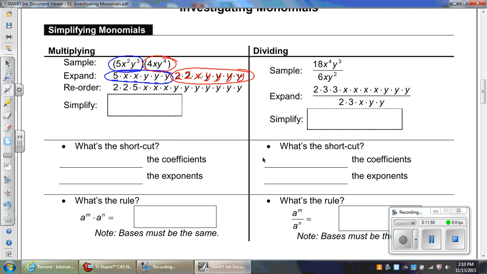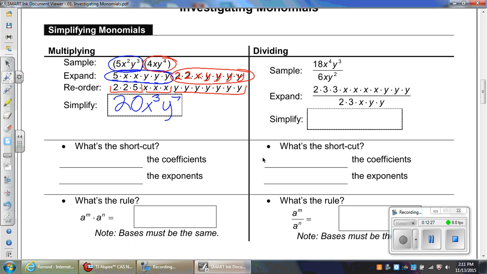So now the next step was to reorder. So we have all the numerical factors first, then we have the x's, and then we have the y's. So what is 2 times 2? That's 4. And then 4 times 5 is 20. How many x's do we have? 3. And we have 1, 2, 3, 4, 5, 6, 7 y's.